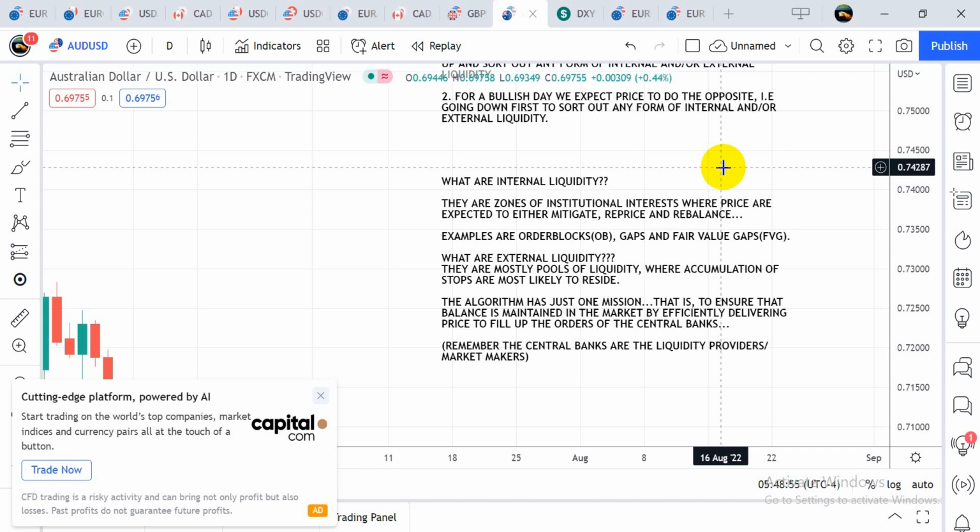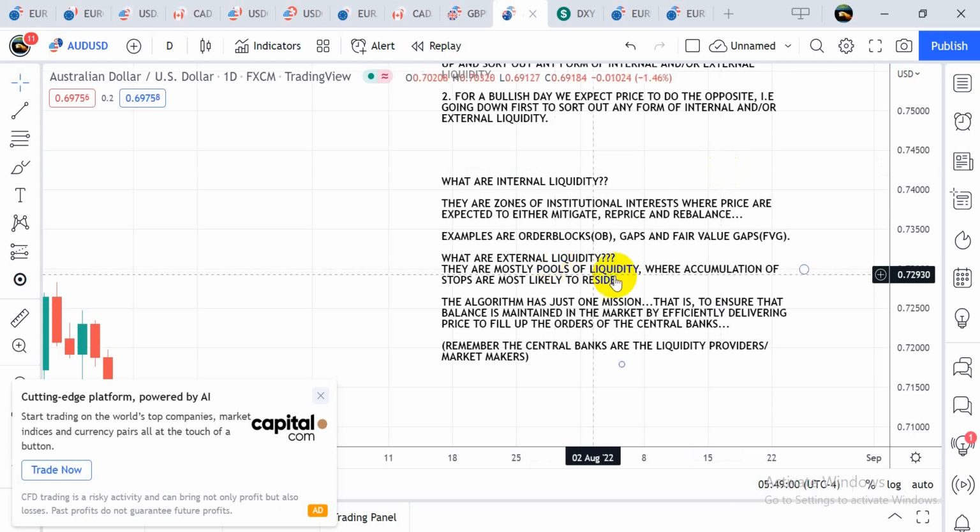External liquidity are mostly pools of liquidity where accumulation of stops are most likely to reside. Those are where most retail traders place their sell stops and buy stops, below swing lows, above swing highs, relative equal lows and highs, double tops, double bottoms, trend lines, and so on and so forth. Those are what we call external liquidity.